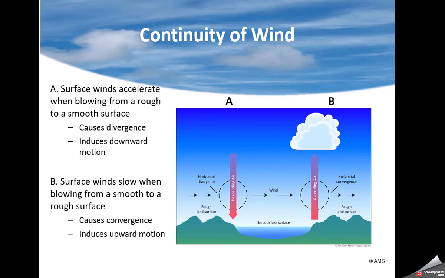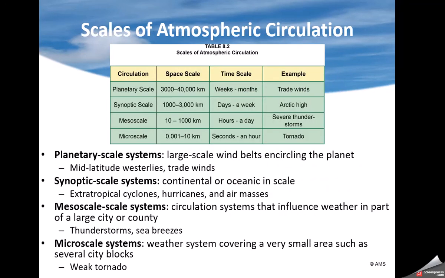Lake Erie does this as well, coming down off the lake there, winds blowing across it, picking up water. They begin to slow as they reach the land. Convergence develops, helps to push the air up. You get the heated air maybe more over the land, so you wind up with some convection. That's where you get your lake effect snows.